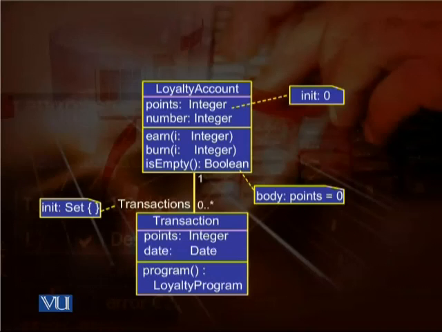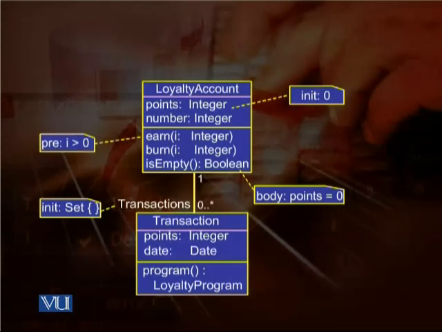Now this is another very interesting thing, and we shall see more useful examples of this. We are saying that a loyalty account can be associated with 0 or more transactions. So once again, this is a transaction, a set, a collection, and this set is initially empty. So we have put a constraint on the cardinality of the association, meaning that initially we have an empty set here, that is, the number of transactions associated with the loyalty account is 0.